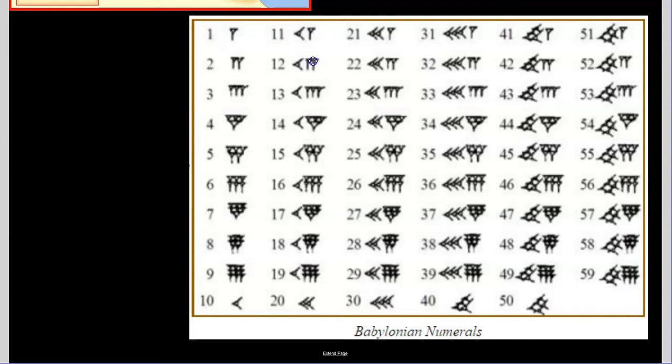And it, again, progresses from there. So 12 is 10 and 2. 13 is 10 and 3, so on and so forth. 20 becomes 2 of those 10 symbols. 30 becomes 3.